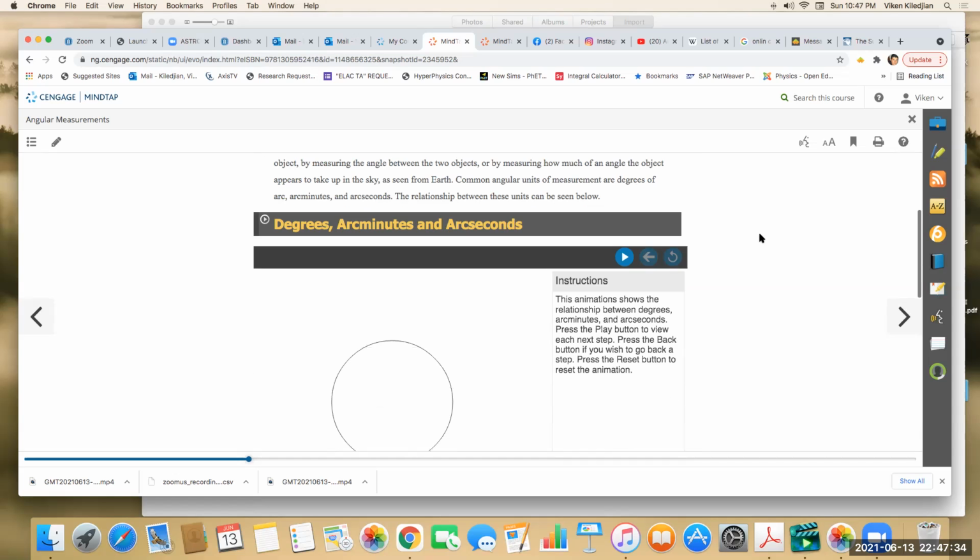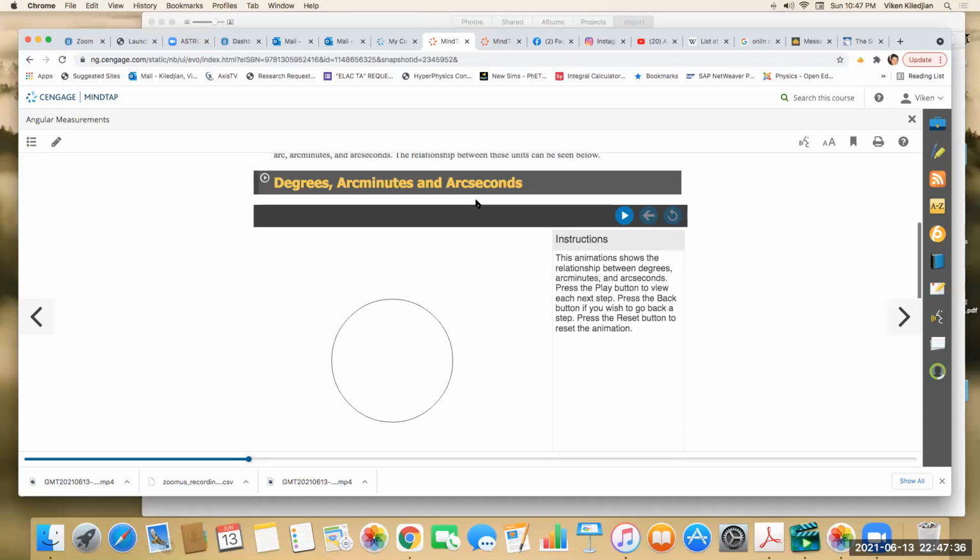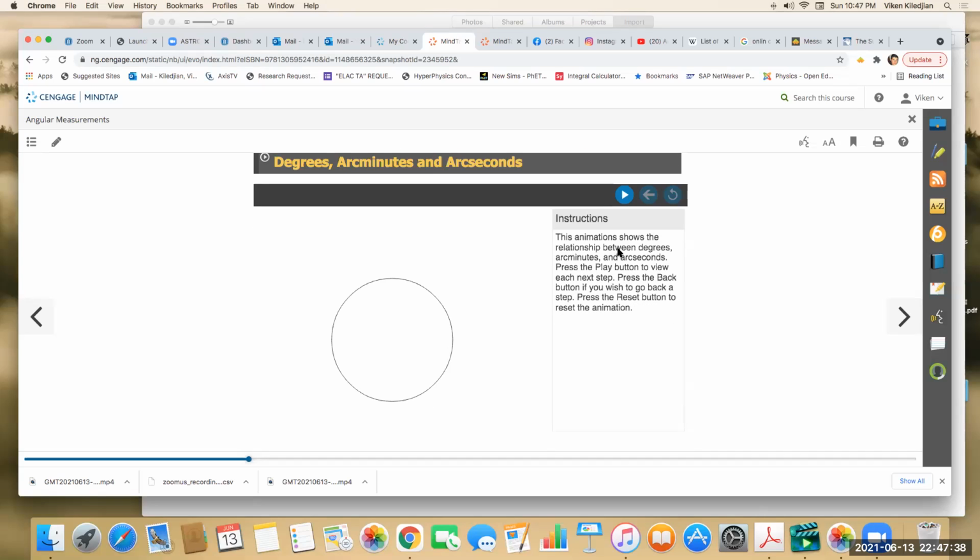So then you have here degrees, arc minutes, and arc seconds. This animation shows the relationship between degree, arc minutes, and arc seconds. So 1 degree is 1/360th of a circle. And I press play.